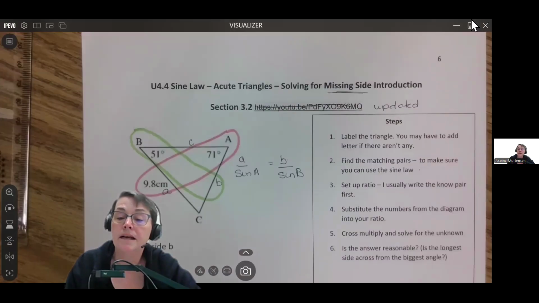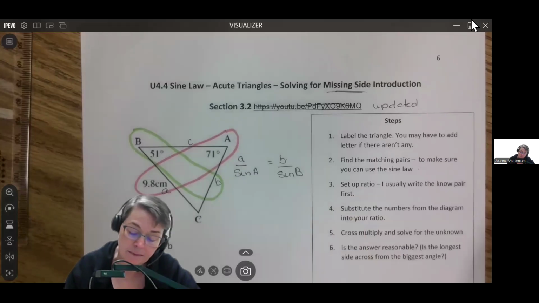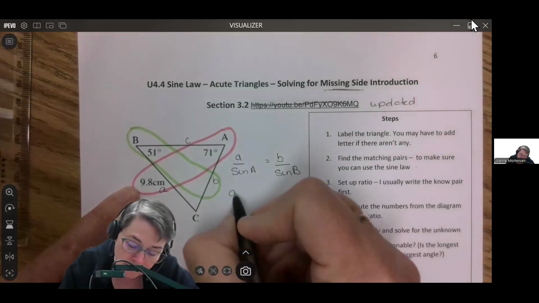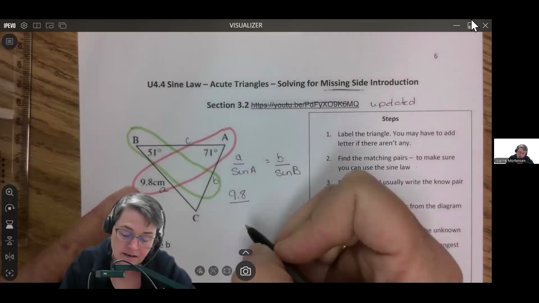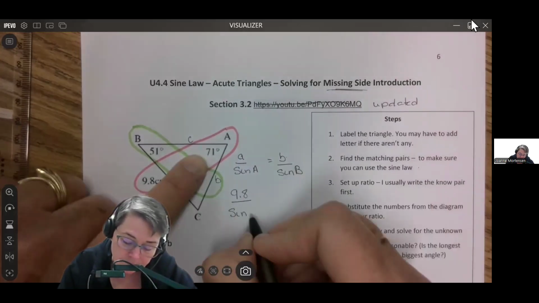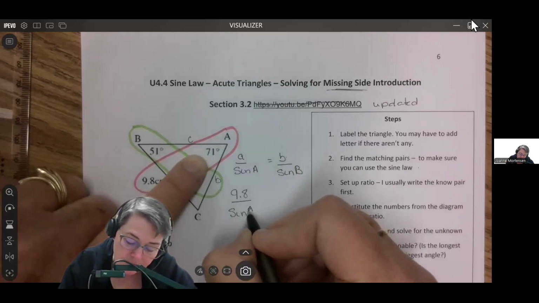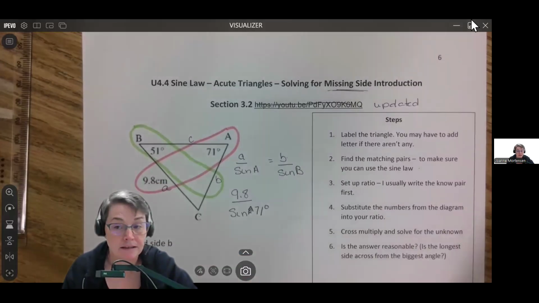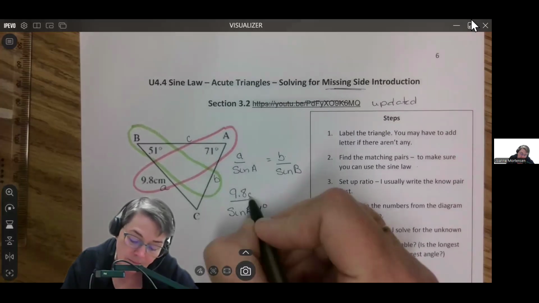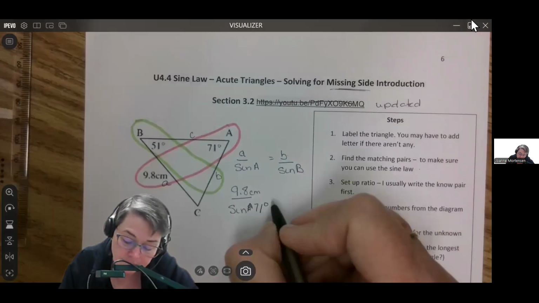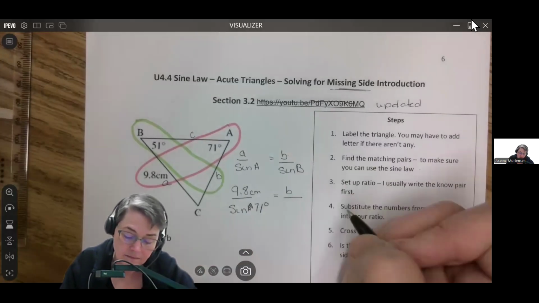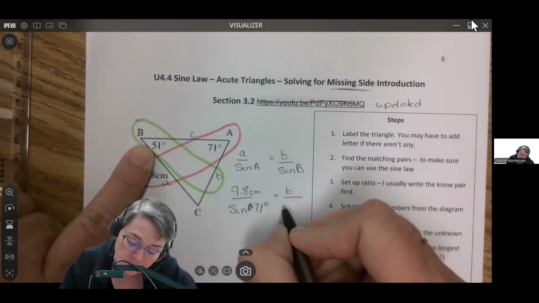Okay. Next thing we're going to do is substitute the numbers from the diagram into your picture. So little a, remember the small letters represent sides. So 9.8 divided by the sine of, whoops, not A, 71. Okay, and when I do my angles, I always put the degrees there just to remind myself to make sure I get the degrees in the right spot. I could put centimeters there. It's not wrong. Now, B is a side I don't know, and my angle is sine 51.